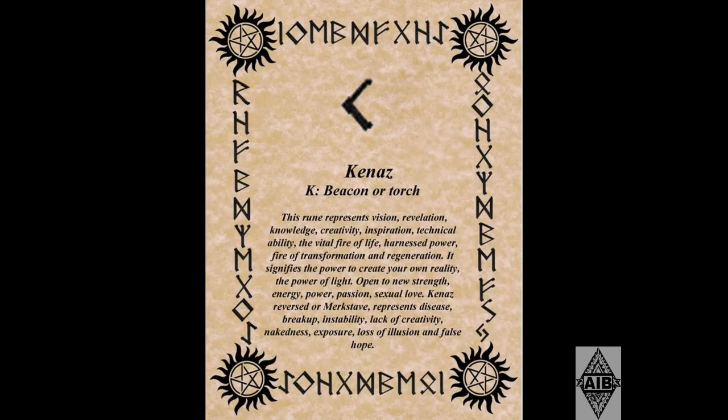The other is called Kenaz or Ken. The rune represents vision, revelation, knowledge, creativity, technical ability, harnessed power. But Merkstave, or reversed, represents disease, breakup, instability, loss of illusion, and false hope.